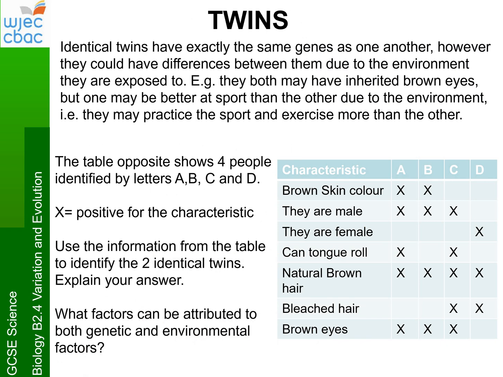Your second task is a problem-solving task. Now, with twins, you can have 2 different types of twins. Either the mother releases 2 eggs in one cycle, so these are supposed to represent eggs, okay, and 2 separate sperm would fertilize the 2 eggs. And these sperm and eggs joining together, okay, would then grow into twins. These would be described as non-identical twins.